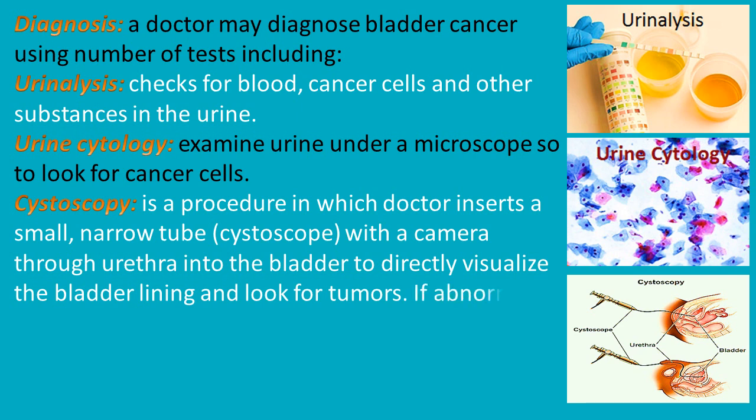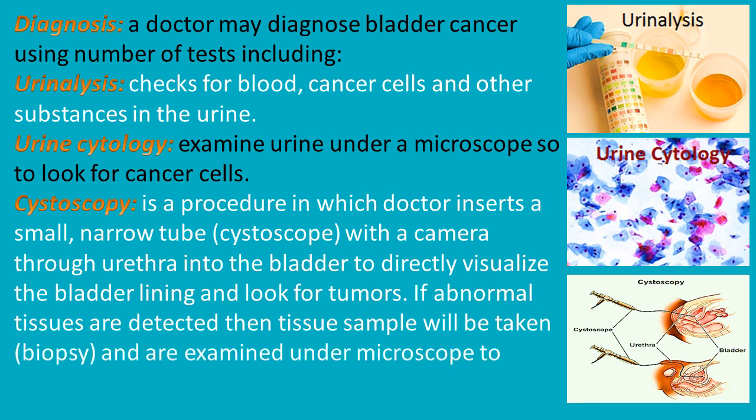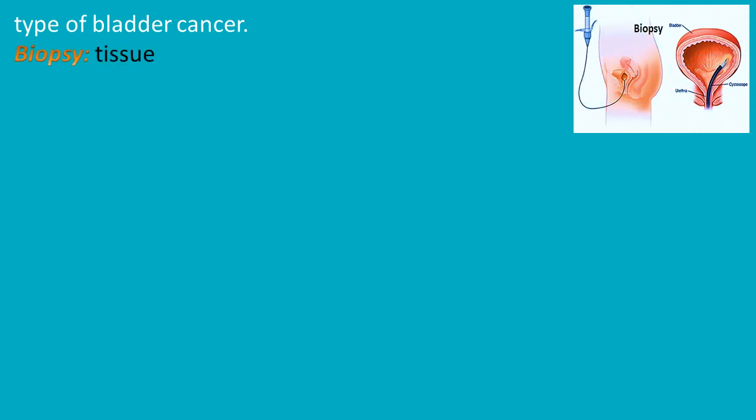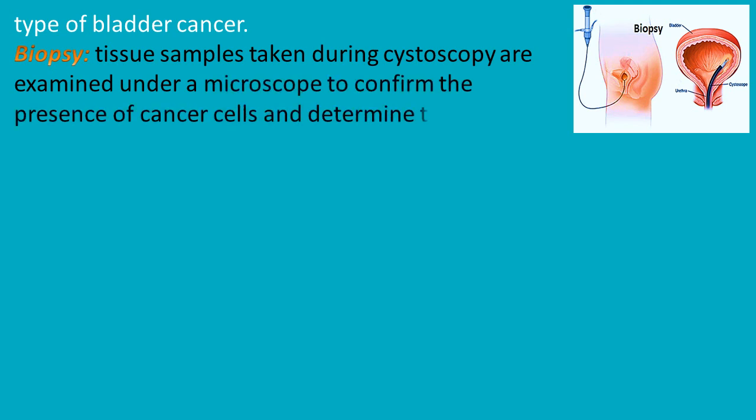If abnormal tissues are detected, then a tissue sample will be taken. Biopsy: tissue samples taken during cystoscopy are examined under a microscope to confirm the presence of cancer cells and determine the type of bladder cancer.